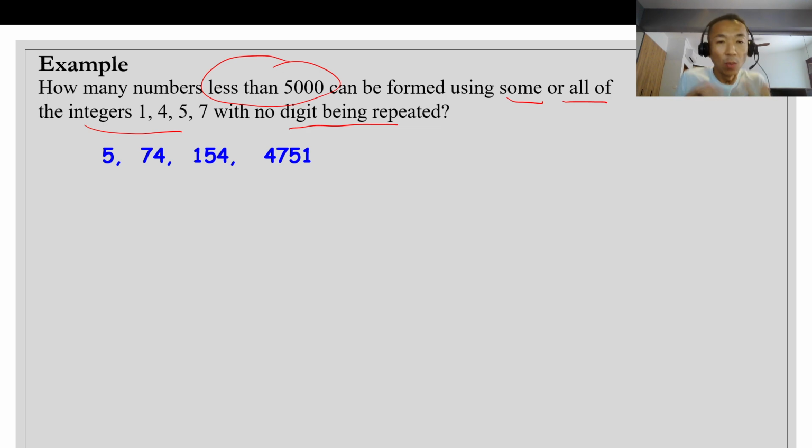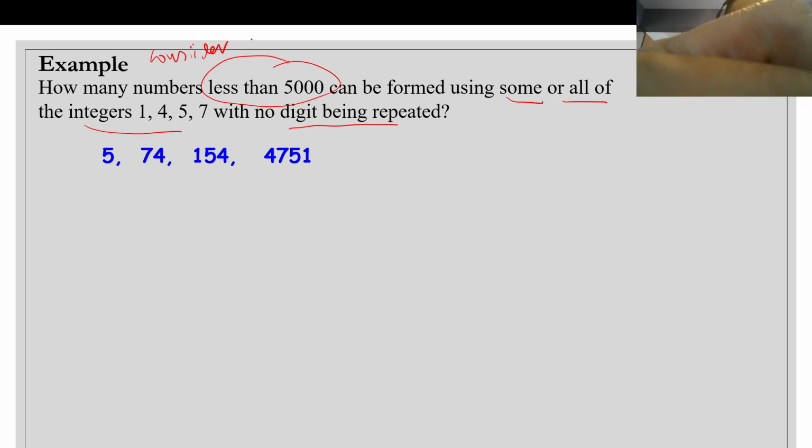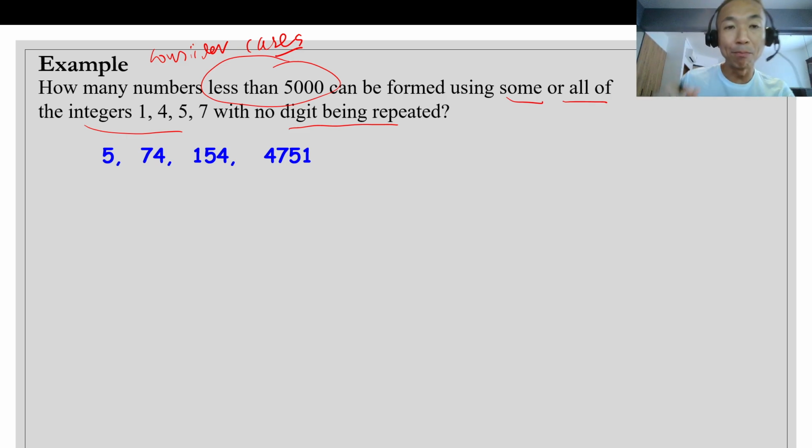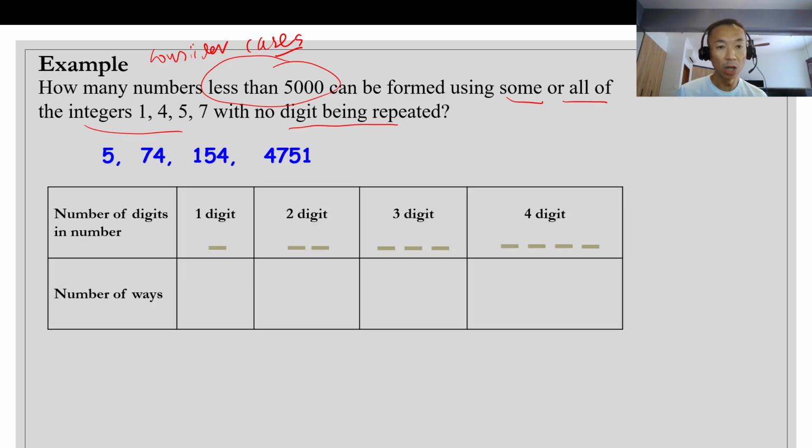So if you want a 1-digit number, the way you treat the problem is slightly different from a 2-digit number. So this is an example where you will consider cases. Consider the separate cases. Then it's easier to solve the problem. So let's consider 1 digit, 2 digits, 3 digits, 4 digits. Then we can solve the problem.